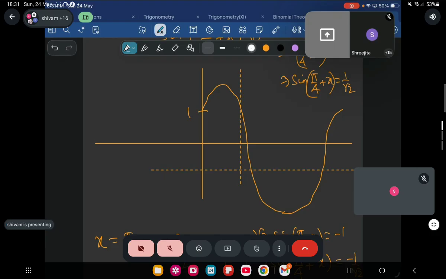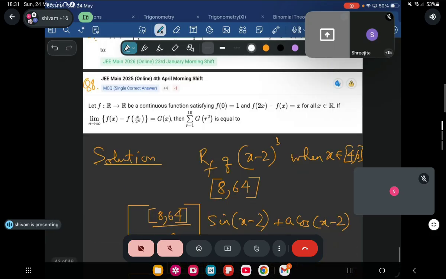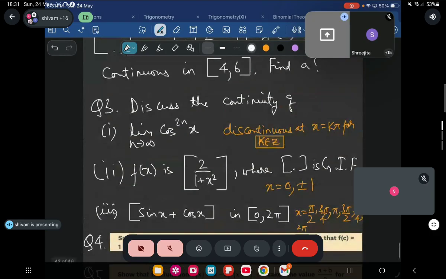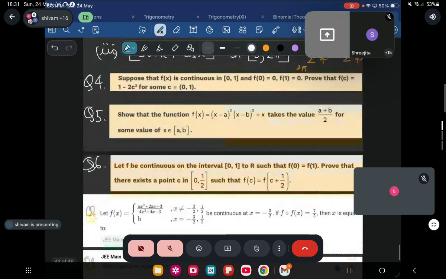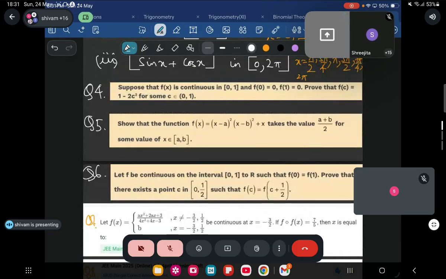Same thing. You have just written it in steps. I did it graphically. Okay, 4, 5, 6 are proof problems. Anyone having any doubt, tell me. 4, 5 and 6 are proof problems. Anyone having any doubt, tell me. No?